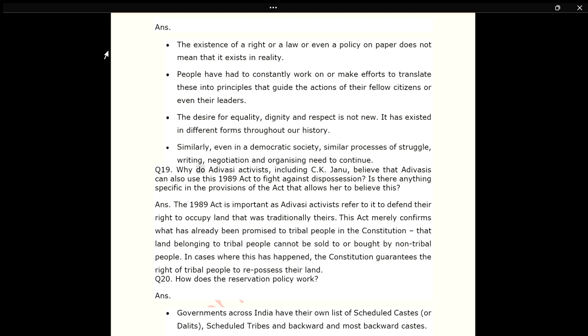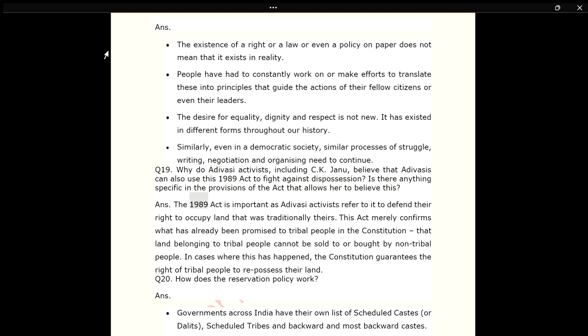Q19. Why do Adivasi activists, including C.K. Janu, believe that Adivasis can also use this 1989 Act to fight against dispossession? Is there anything specific in the provisions of the Act that allows her to believe this?